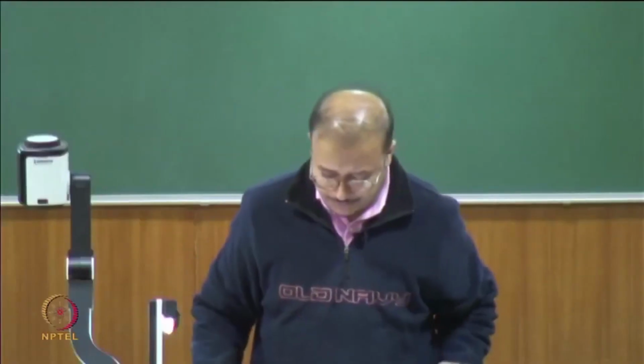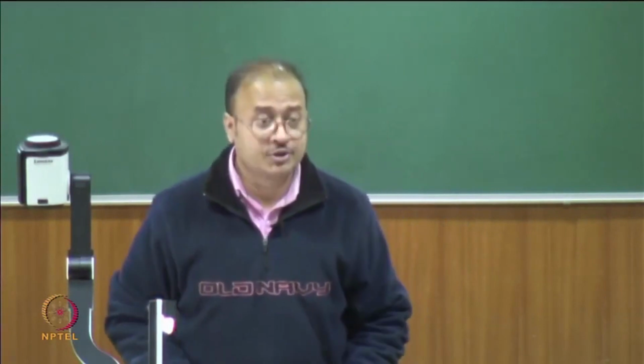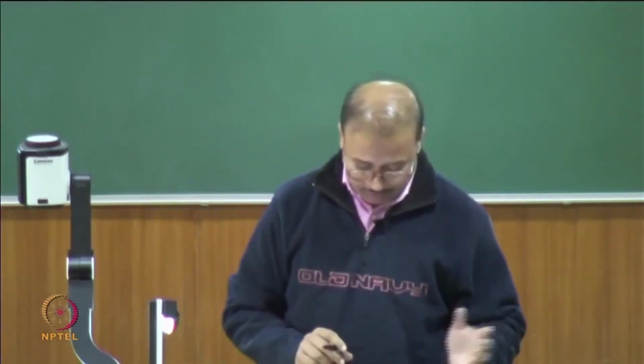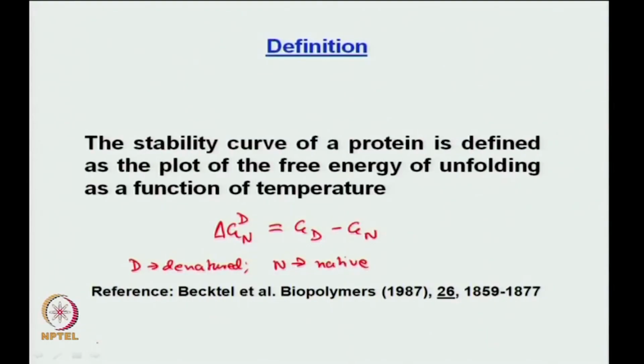So, we'll start on with our discussion with regards to protein stability curves. I'll go through a brief recap of what we were doing last time. We defined the stability curve as essentially the dependence of free energy on temperature, and whatever we are looking at is this free energy of denaturation, where D stands for denatured, N for native, and we are looking at the difference in free energies between the denatured and the native state.